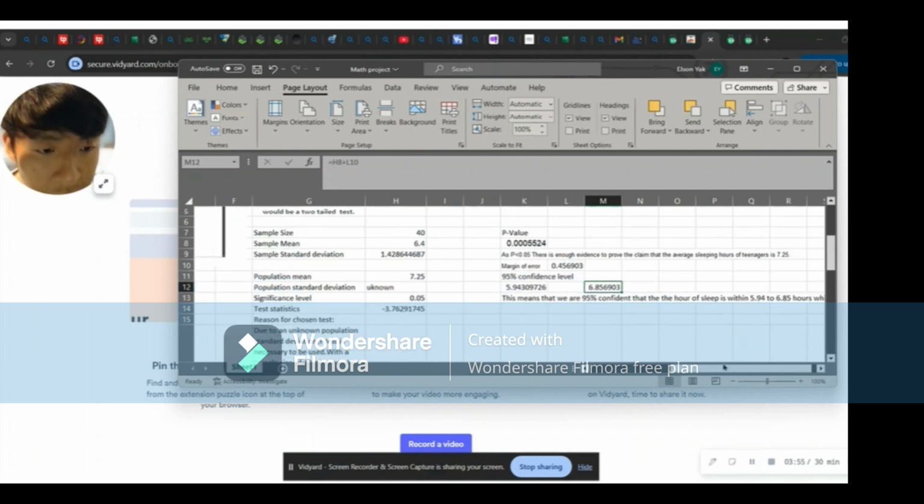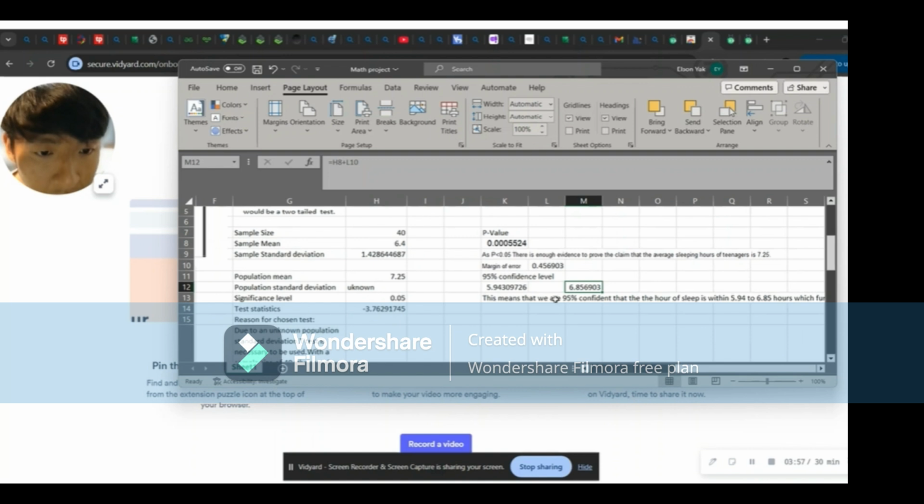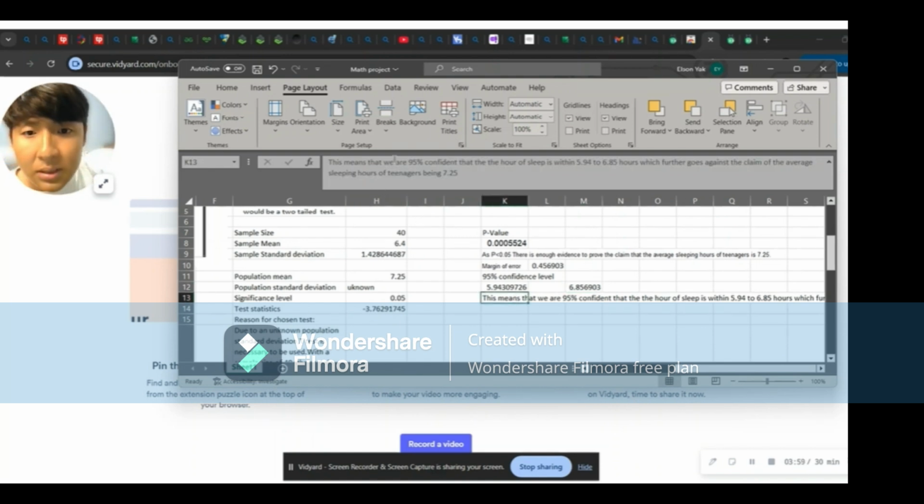So this means that we are 95% confident that the hours of sleep is within 5.94 to 6.85 hours, which further goes against the claim of the average sleeping hours of teenagers being 7.25.